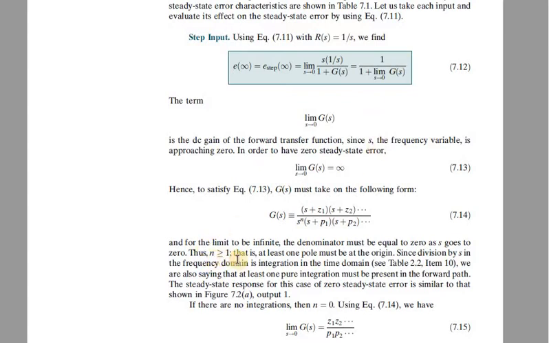Thus, for n greater than or equal to 1, at least one pole must be at the origin, hence 1 divided by s in the frequency domain is an integral in the time domain. We are also saying that at least one pure integral must be present in the forward path. The steady state response for this case of zero steady state error is similar to that shown in figure 7.2, output 1. If you remember, we discussed output 1. So the main idea is that to make steady state error 0 for step input, you need a single integral.